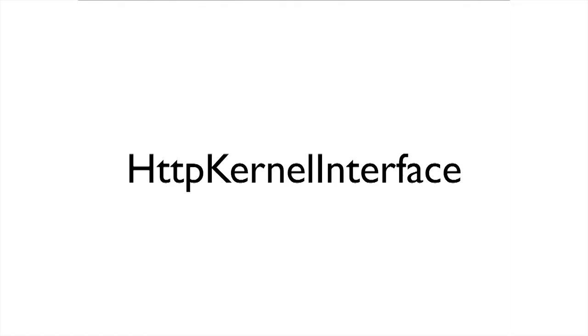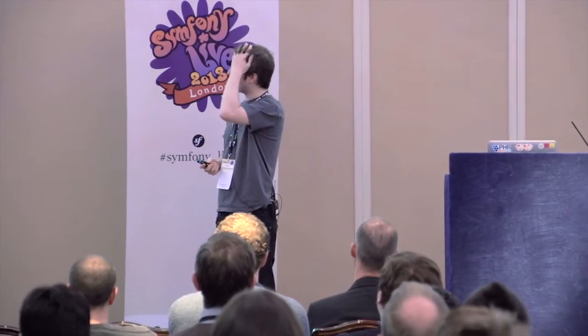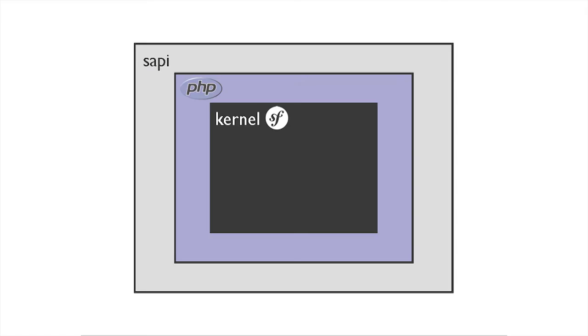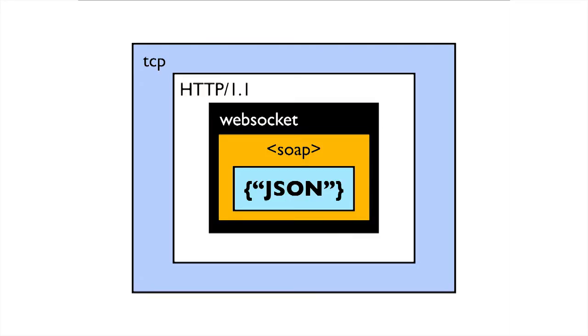So this brings us to HttpKernelInterface. And this is where things get a bit weird, because we have this SAPI around our PHP process. And then we have the PHP code, our own PHP code. And the SAPI already kind of does all this. So why do we have a kernel inside that does exactly the same thing? It just doesn't make any sense. And it's kind of like this. It's just stacking stuff on top, and it's almost falling off, because it's just so weird.